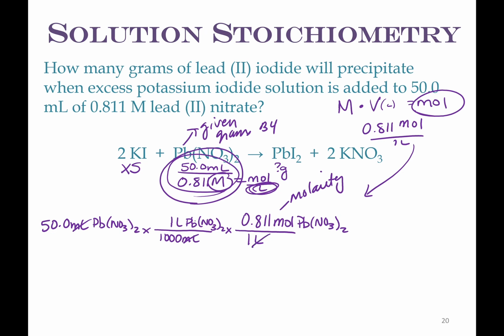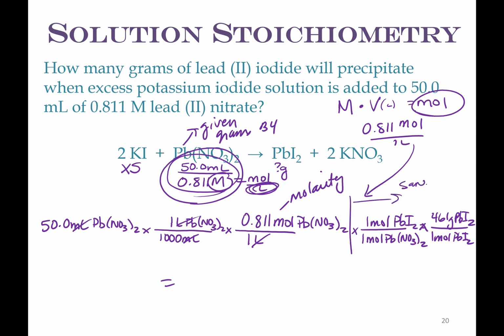So liters cancel. I'm in moles of lead 2 nitrate, but I want to know about lead 2 iodide. So 1 mole of Pb(NO3)2 gives us 1 mole of PbI2. So this part from here on out is the same that we've been doing. And 1 mole of PbI2 has a mass of 461 grams of PbI2. Okay, none of that part's changed. So after here, this is all the same as chapter 6 that we just did.